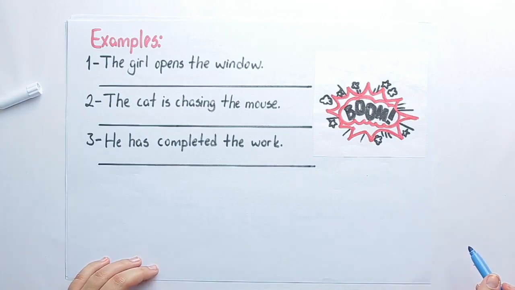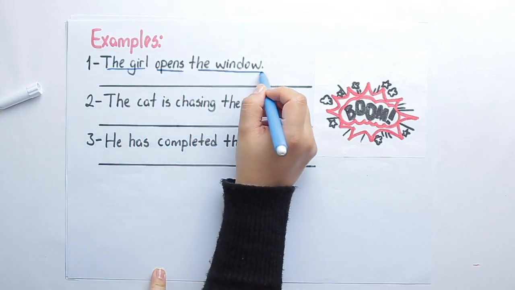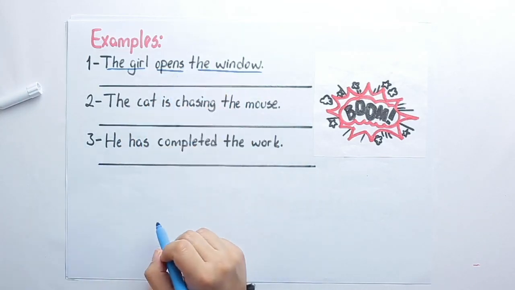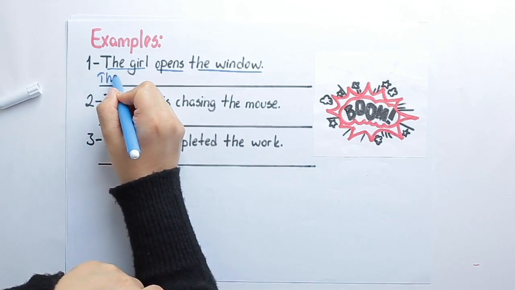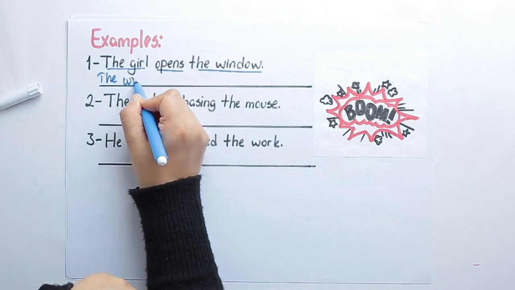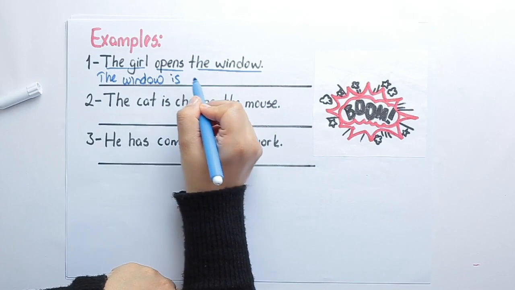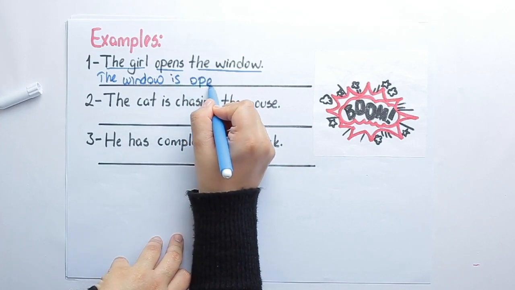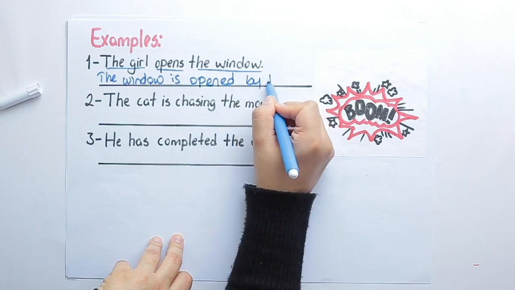Let's do some examples together. The girl opens the window. Opens. This is simple present, right? The window is opened by the girl.